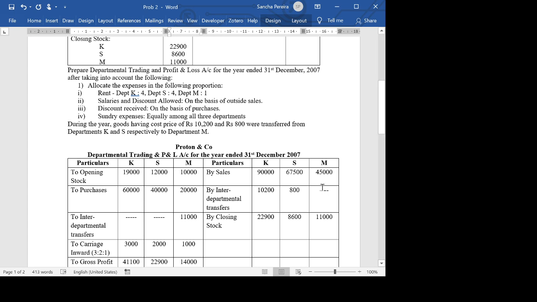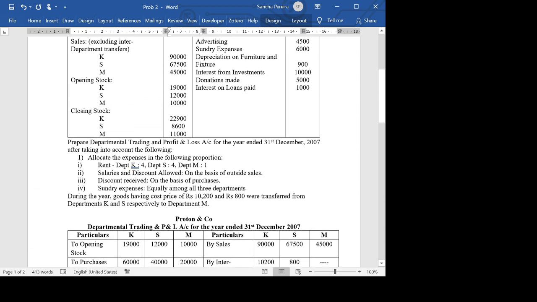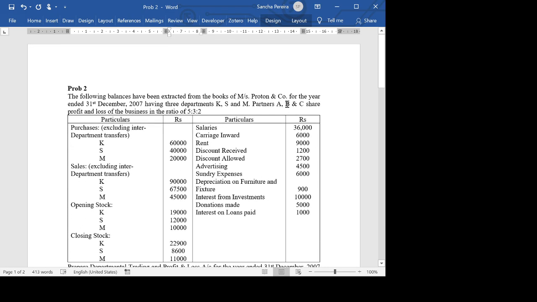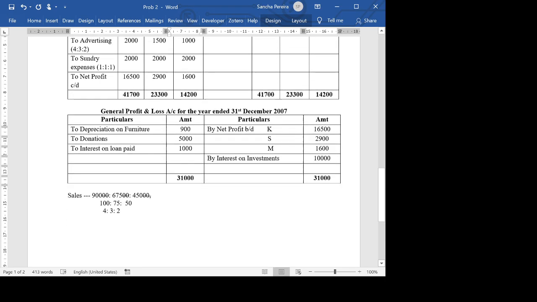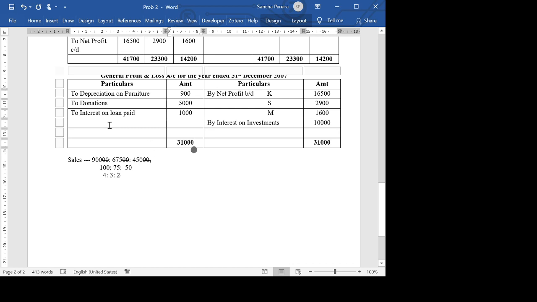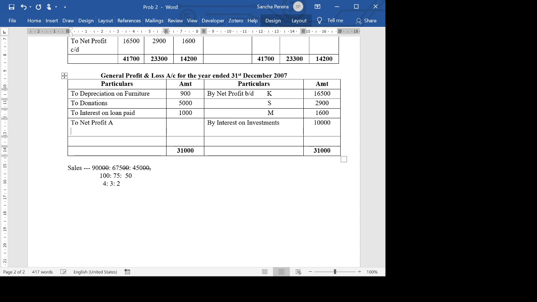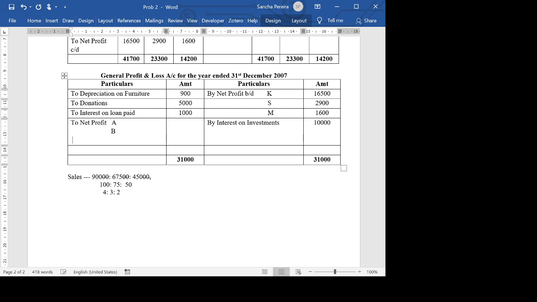Very good. Since it's a partnership, I will have to share the overall net profit between these three, A, B, and C, in the ratio of 5:3:2. Okay. So what I'm going to say is to net profit, A, how much A gets, that's the share of A, B, and C.